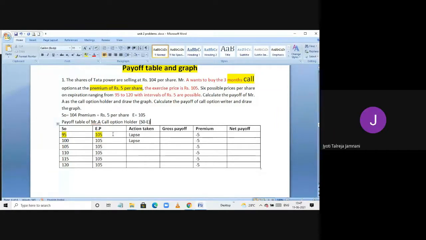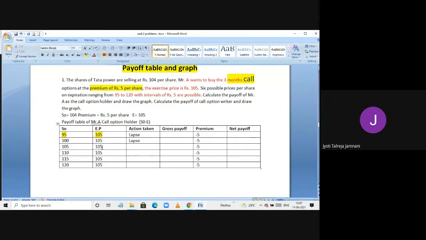Yes, ma'am. So if it is minus, it means it is a loss. So will A exercise the option if he has a loss? No. So we are lapsing it. Any doubts? Okay. Next is 100 minus 105. Again we get a loss of minus 5. So when there is a loss, the option will not get exercised. It will lapse.